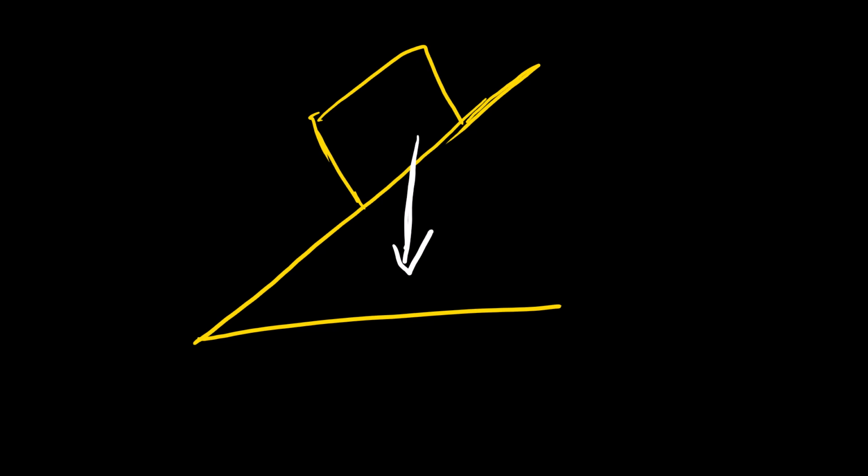Now normal force, it should be perpendicular to the surface. There should be 90 degrees between the surface and the normal force. So you can see that the direction of the normal force depends on the surface. Now in this case, remember Fg is equals to mg. In this case, the normal force cannot be equals to mg.